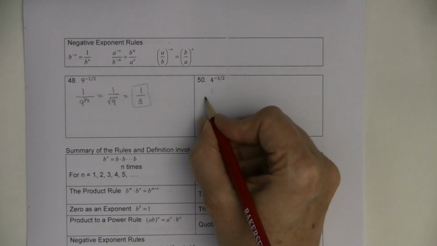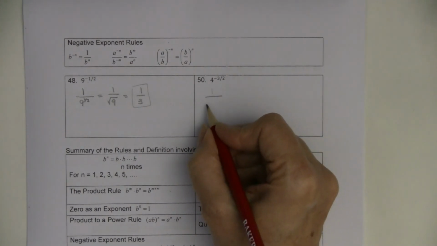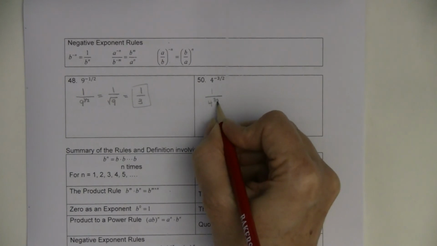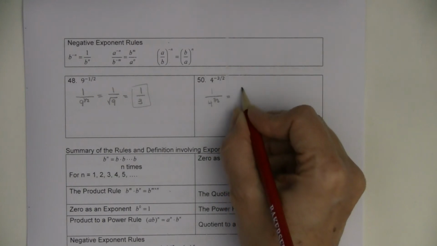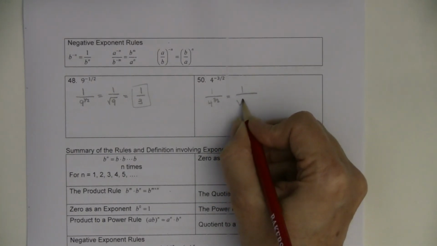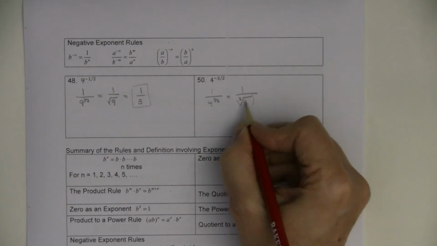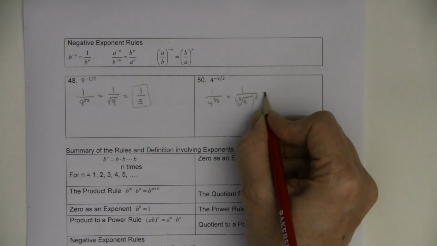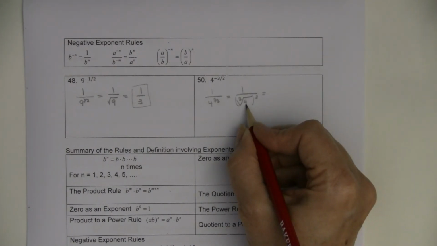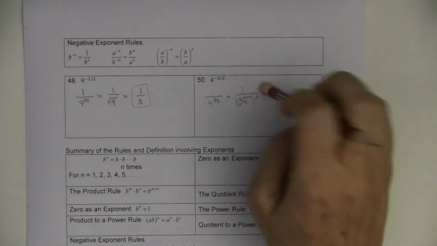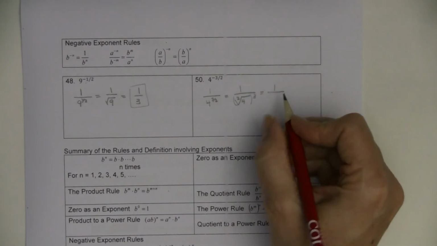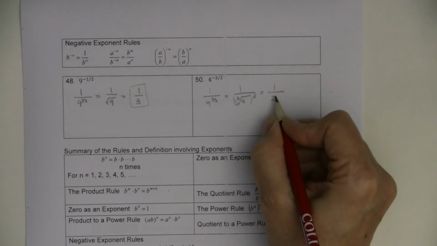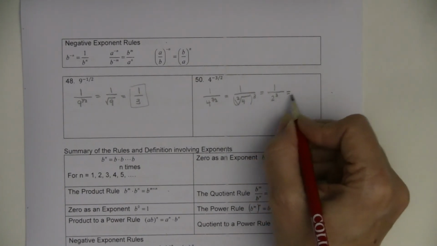So this is going to be 1 over, because of the negative exponent, 4 to the 3 halves, which is that's my square root. So I'm going to write this as 1 over the square root of 4, and then I'm going to raise the whole thing to the 3rd, using that property. And the square root of 4 is 2. So this is 1 over 2 to the 3rd, which is 1 over 8.